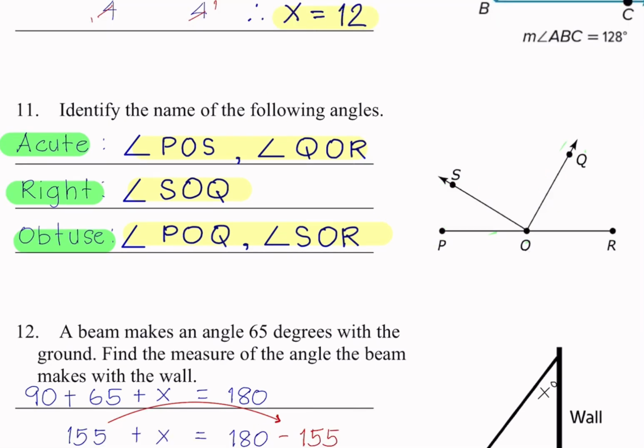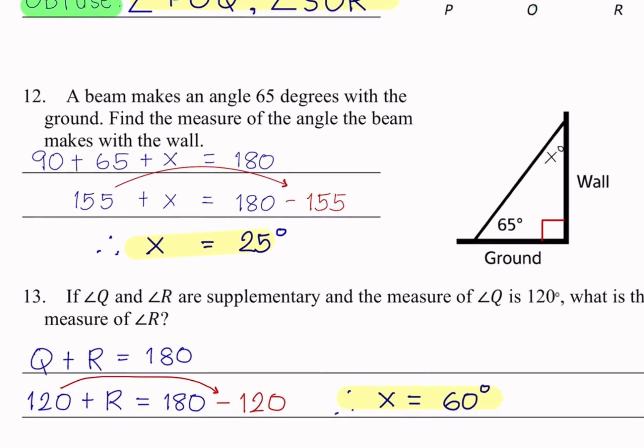Next is right angle. A right angle has an angle that is equal to 90 degrees. So we have SOQ or QSO. Obtuse. Obtuse angles are angles that are more than 90 degrees. So in this case, we have POQ and SOR. Again, you can swap it: QOP or ROS.